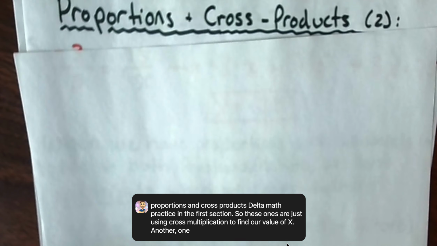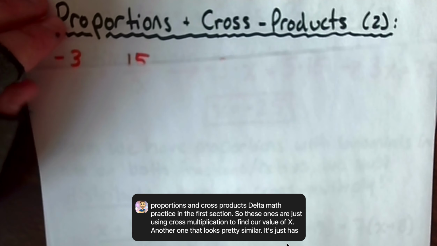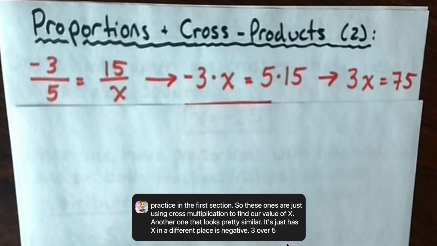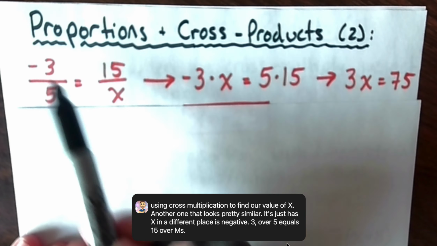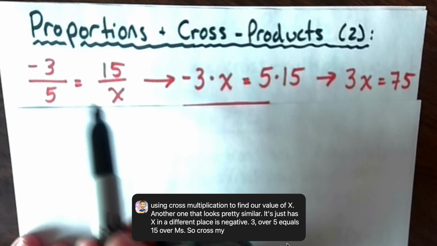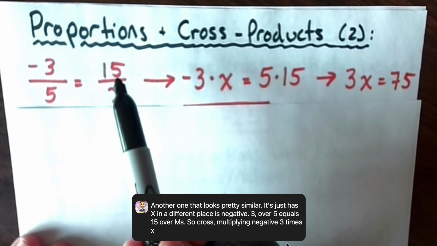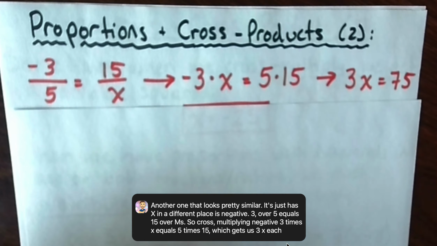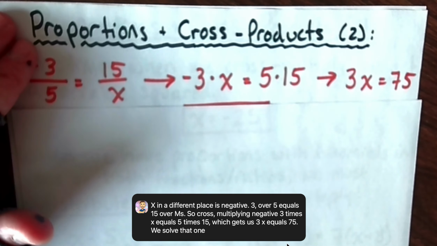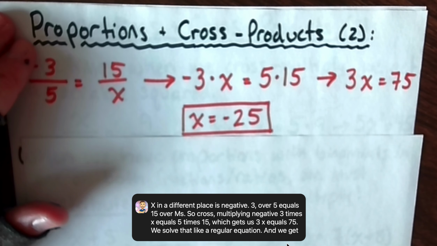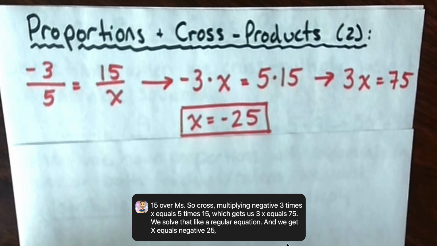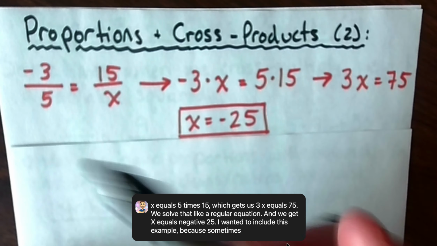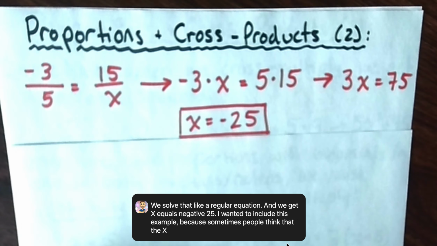Another one that looks pretty similar, it just has x in a different place, is negative 3 over 5 equals 15 over x. So cross multiply: negative 3 times x equals 5 times 15, which gets us negative 3x equals 75. We solve that like a regular equation, and we get x equals negative 25. I wanted to include this example because sometimes people think that the x has to be on the left, and that's just not true.